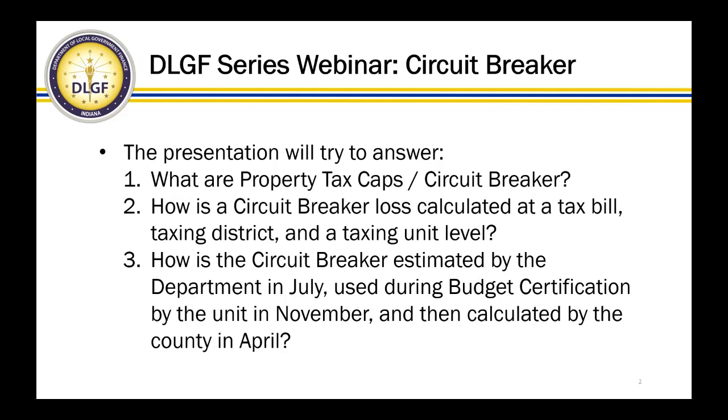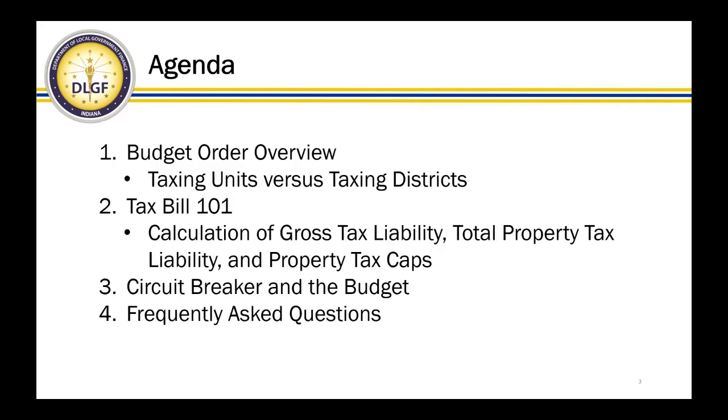Number two, we're going to take a look at how circuit breaker loss is calculated at a tax bill, how it is presented at the taxing district level, and then how it's ultimately presented to you at the taxing unit level. Number three, we're going to take a look at the timetable that's associated with circuit breaker: how the department puts together an estimate each July, how units incorporate their estimated circuit breaker throughout their budgeting process, and then how the actual circuit breaker is calculated and presented 9 months later in the following year.